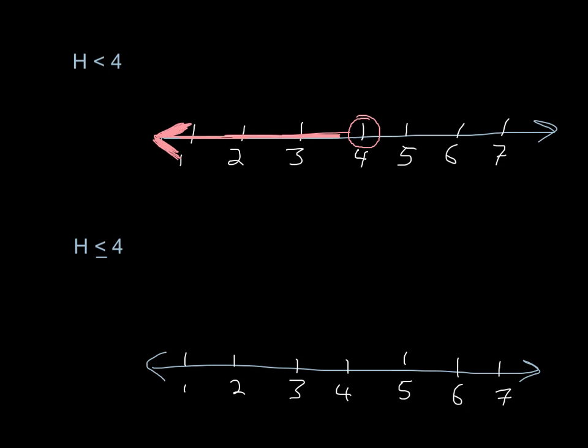For h is less than or equal to 4, this time we fill in the dot on 4 because h could be 4. And once again, we color all over our line all the way and include the arrow.